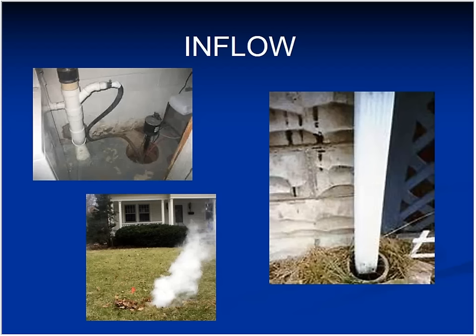And this bottom picture with the smoke coming out of the front yard is a technique that collection system operators will do from time to time to try to track down illegal connections. They'll put a little smoke bomb in the sewer and see where it comes out. It can be quite humorous sometimes, with people coming out of their house going, ah.